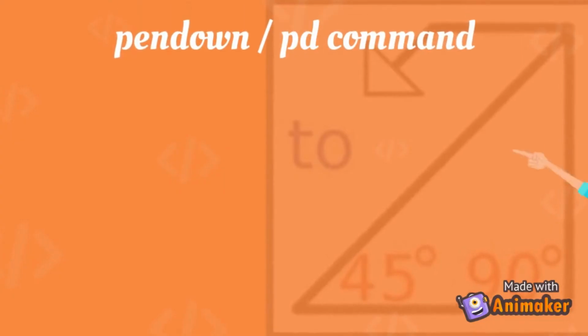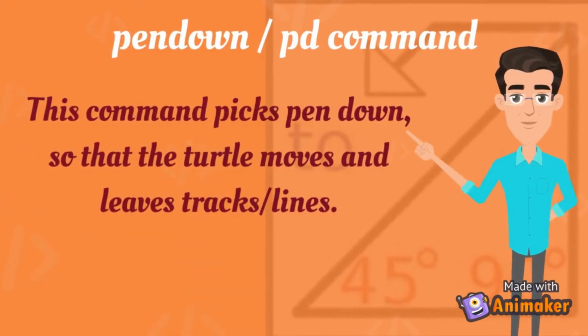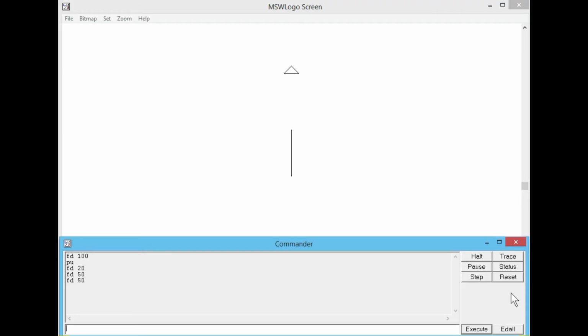The next command is the pen down or PD command. This command picks pen down so that the turtle moves and leaves tracks or lines. For example, pen down or PD. Now let's see how we can use the pen down command in MSW logo screen. The keyword used for the pen down command is pen down or PD.